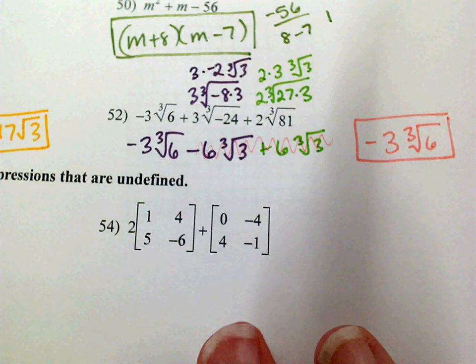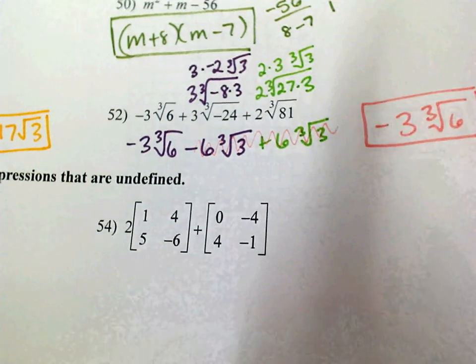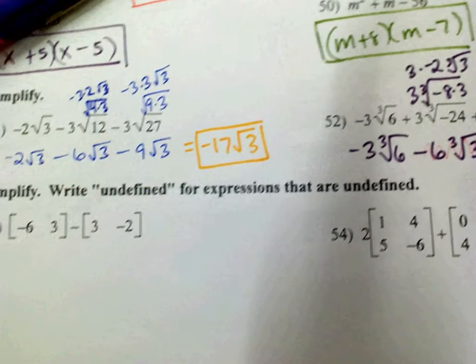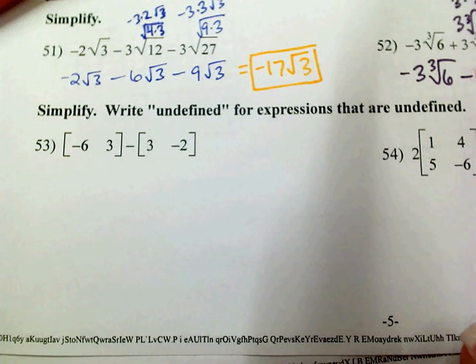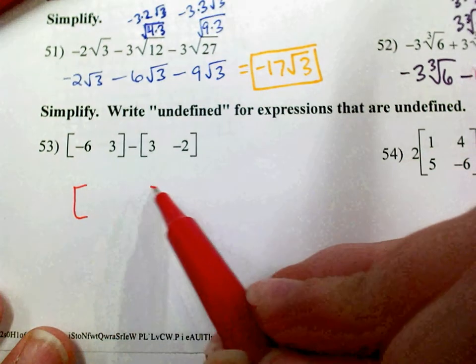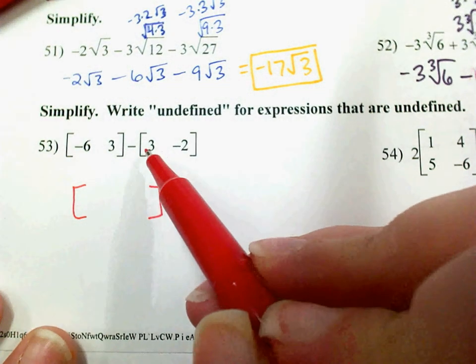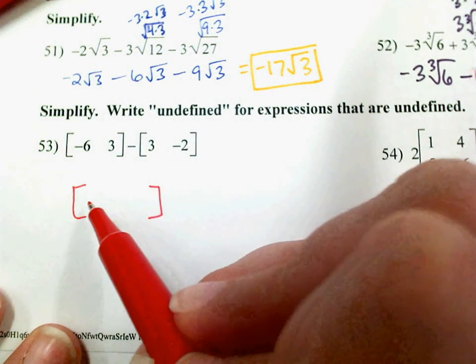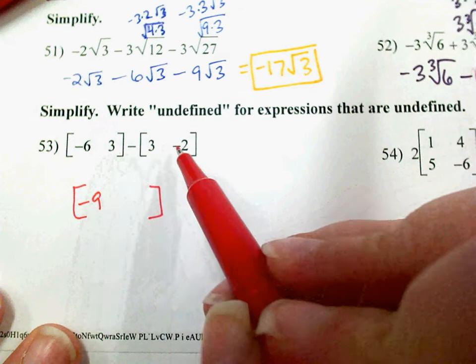All right, number 53. Can I subtract these two matrices? Why? They have to be the same dimensions in order to add or subtract, right? What's negative 6 minus 3? Negative 9. What's 3 minus a negative 2? 3 plus 2, which is 5, and there's my answer.